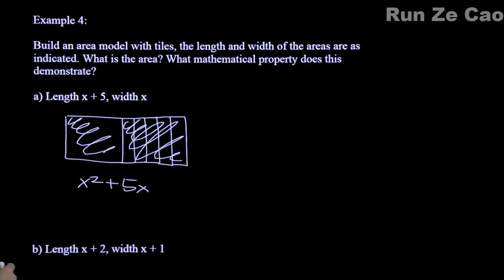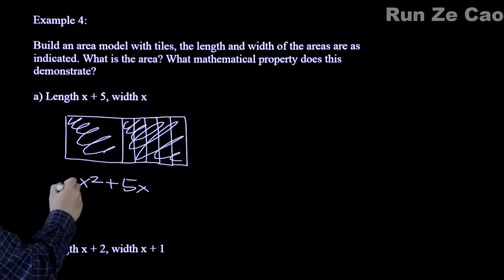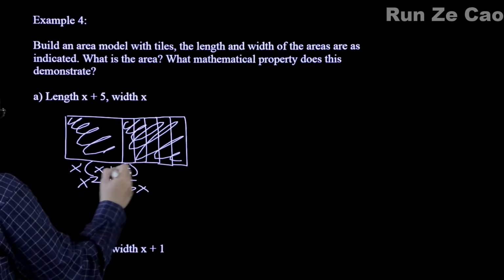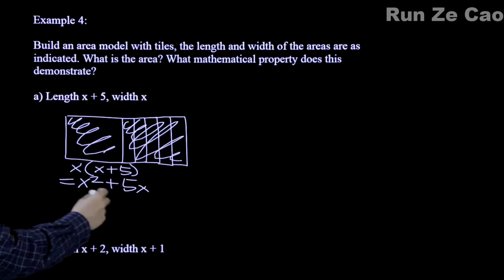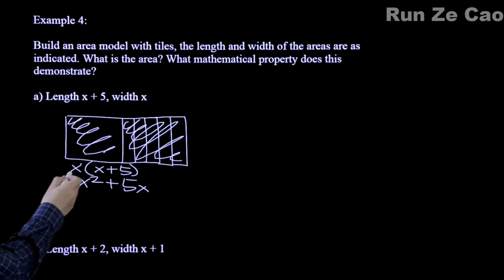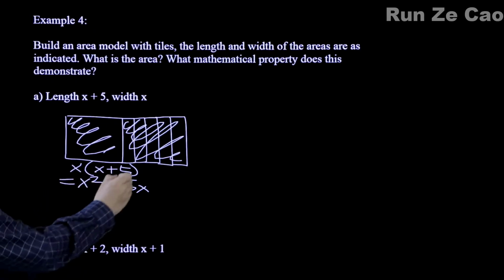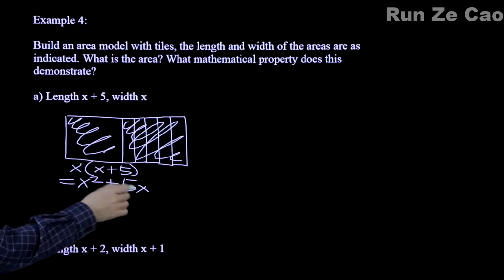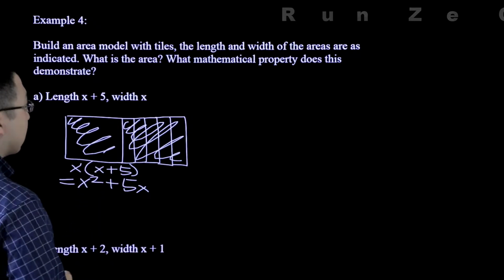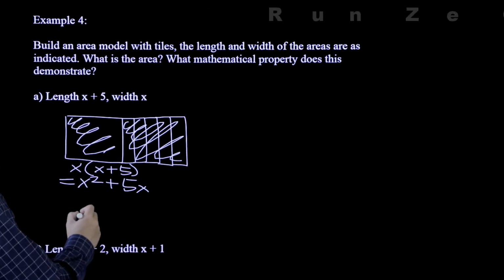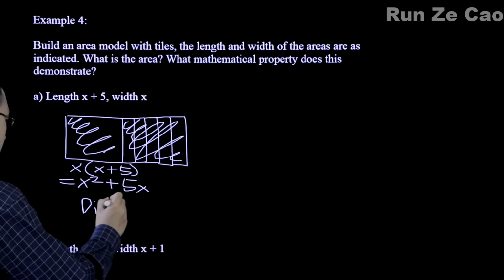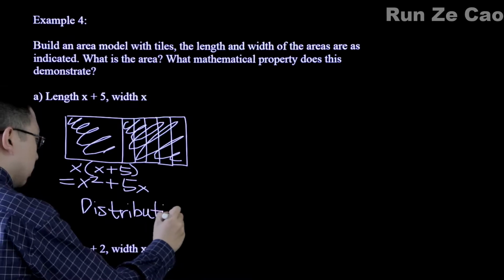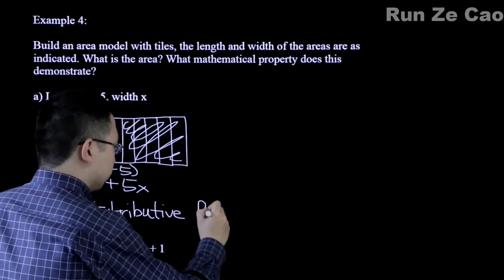Now, what does this start with? This is from x times x plus 5 equals x squared plus 5x. Now it looks like we multiply x by x and then we multiply x by 5 and we add them together, or plus 5 in this case, and put them together. That's exactly how this works. So that's distributive property.